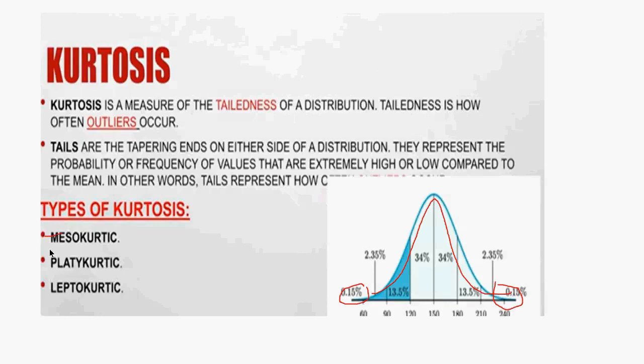In that, we have three types: mesokurtic, leptokurtic, and platykurtic. Kurtosis is a measure of the tailedness of the distribution. The tail talks about how long the tail is going to be, and how the outliers are going to be formed. These values are the most wanted values. These values are going to be unwanted values. The tails are the tapering ends on either side of the distribution. They represent the probability or the frequency of values that are extremely high or low compared to the mean. Okay, this is how the different types of kurtosis are: mesokurtic, leptokurtic, and platykurtic.